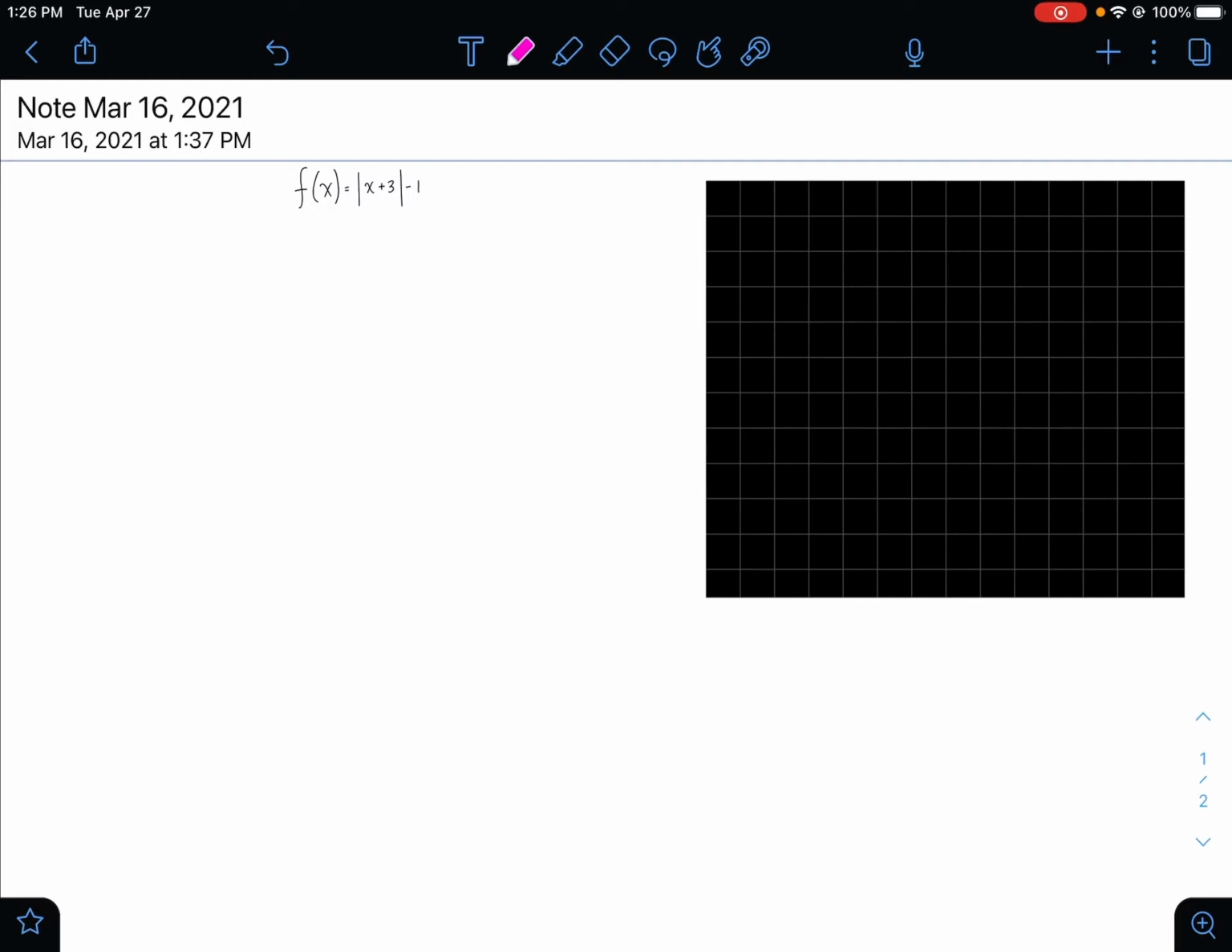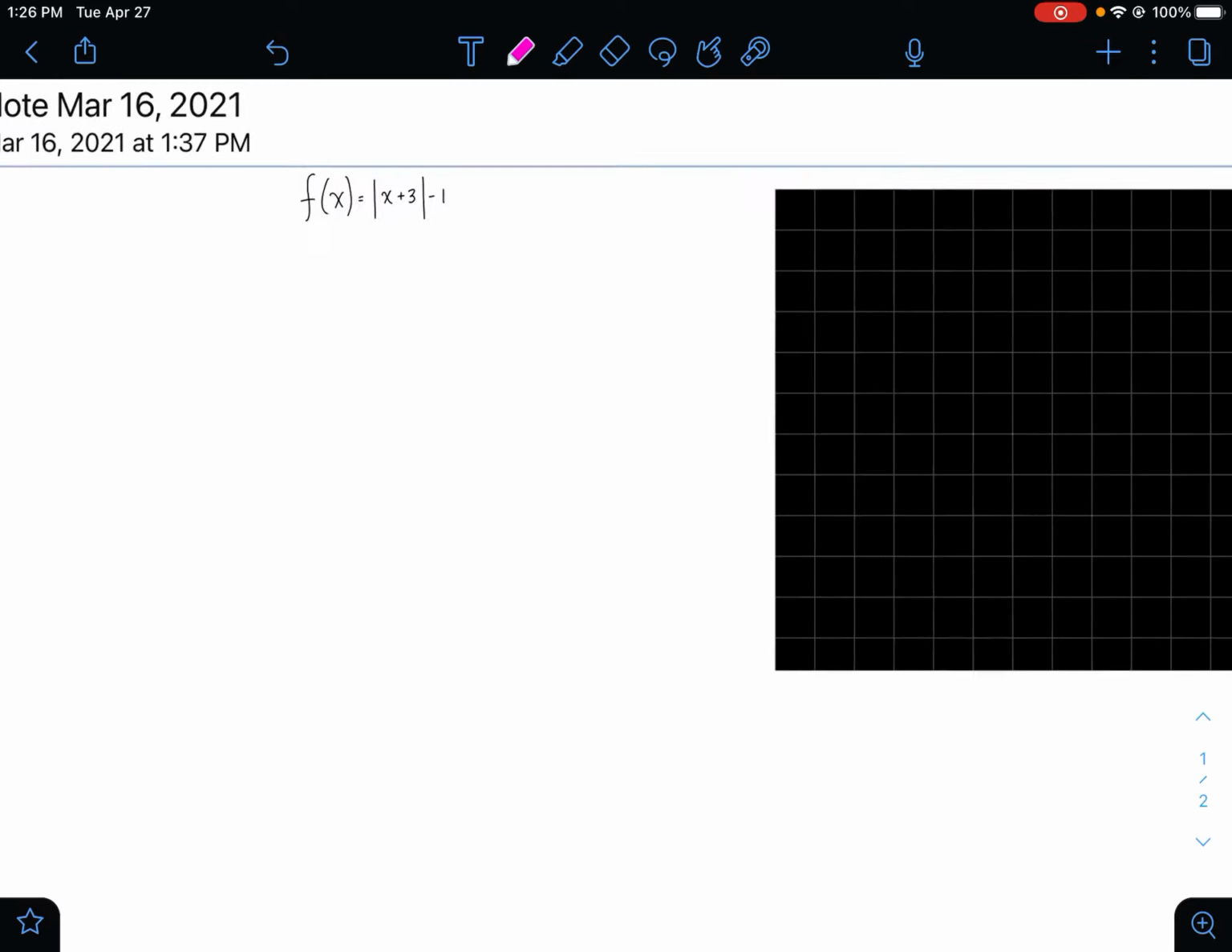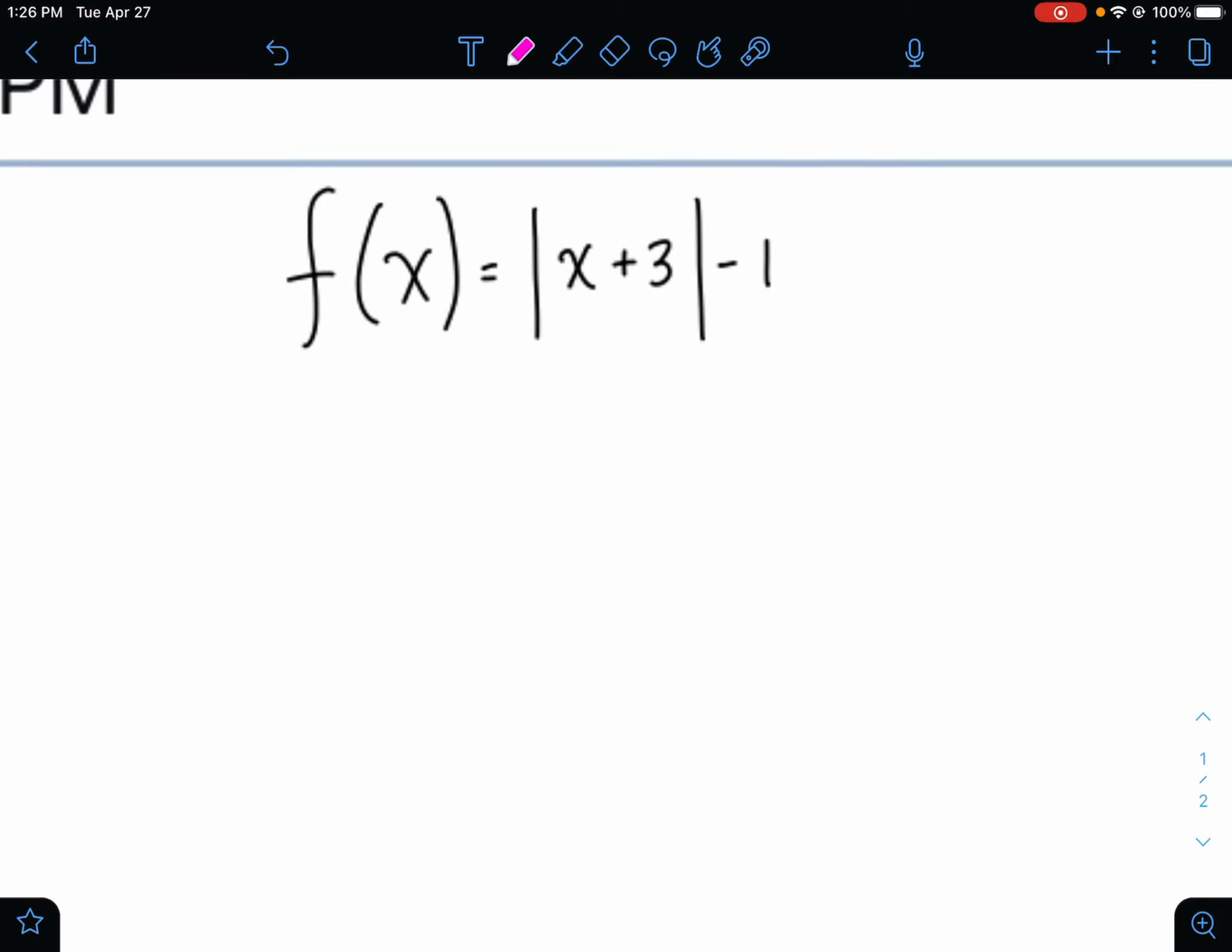So, just in case you need a little bit of a refresher, here's the absolute value function I'm going to go over with you. Now this is much more involved than any of the functions you're going to see today.